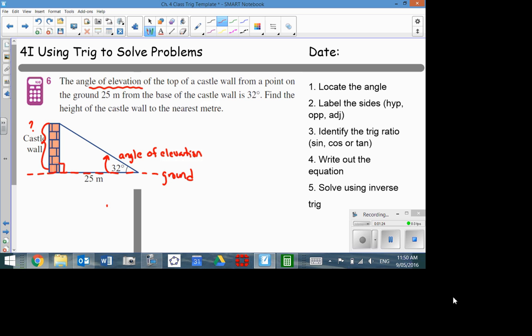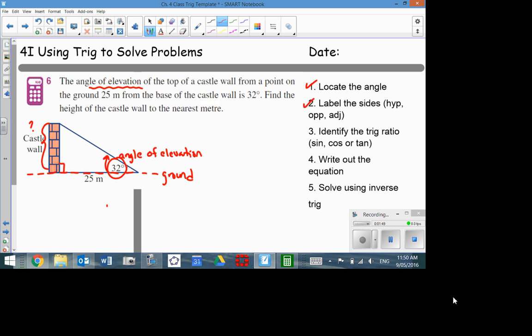So you guys can actually use trigonometry, so your sine, your cosine, and your tangent, in order to figure out how tall the castle wall is, just based on where you are standing and what the angle is, okay? So let's take a look at this one. Go through the same steps that we've been using over the last couple days. First, we locate our angle, 32 degrees, and circle it right there.